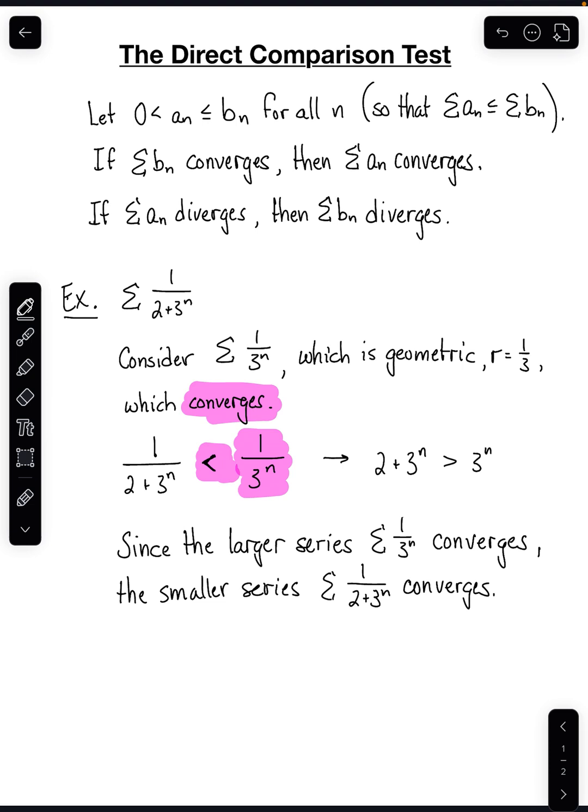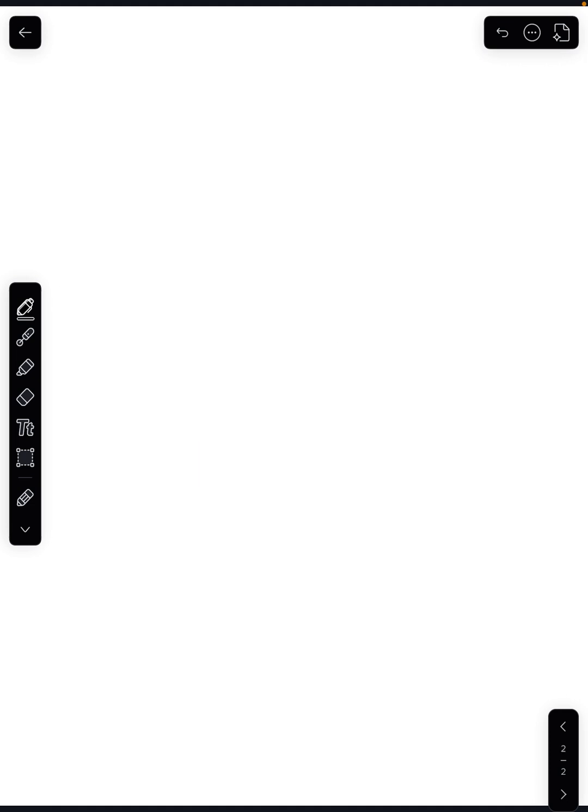Now, using a slightly different series, let's look at the series 1 over 3 to the n minus 2. Now, again, that plus 2, or in this case, the minus 2, is all that makes this appear different from 1 over 3 to the n. However, in this case, we will find that 1 over 3 to the n is not a sufficient comparison series.